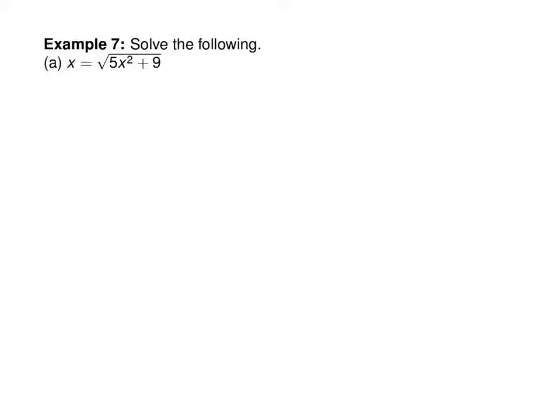Okay, and then just some random stuff. Random stuff, how would you start this one? Square both sides. So you're going to get x squared equals 5x squared plus 9. So, okay, well, what do you think? So sure, subtract x squared. 0 equals 4x squared plus 9.